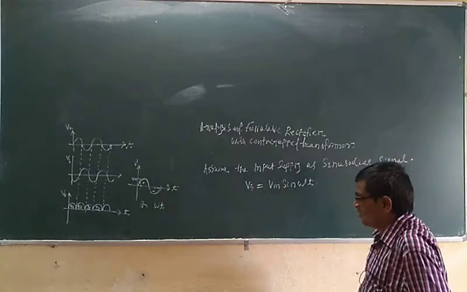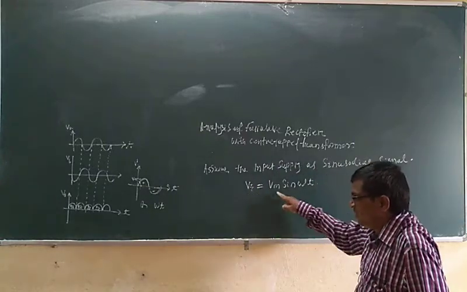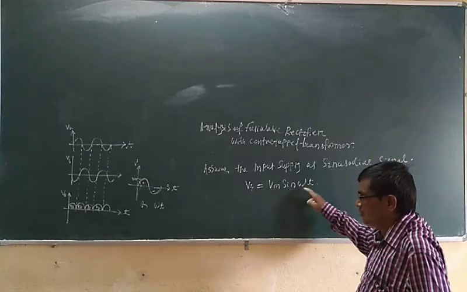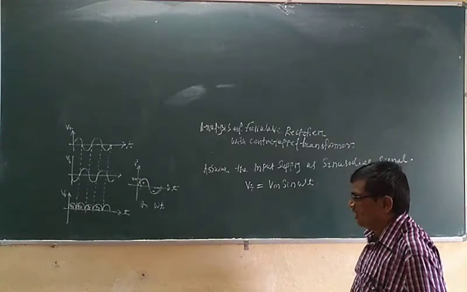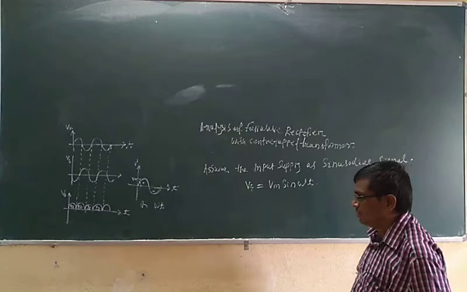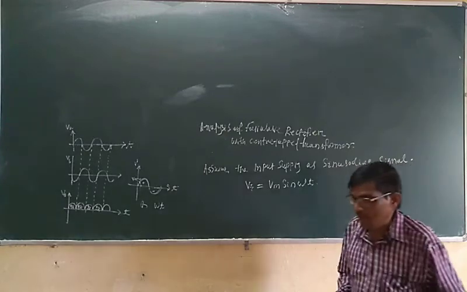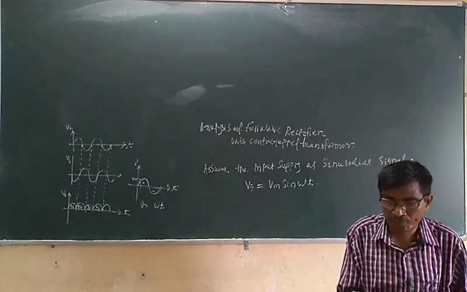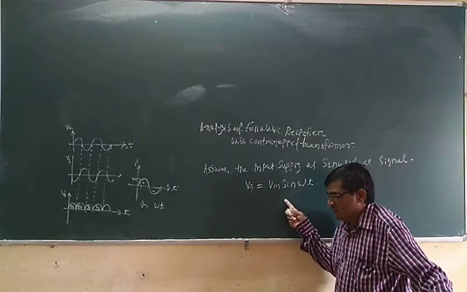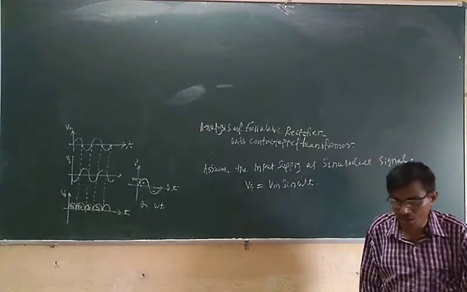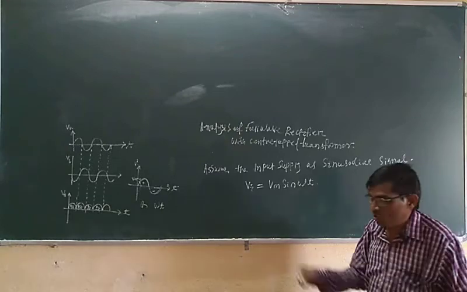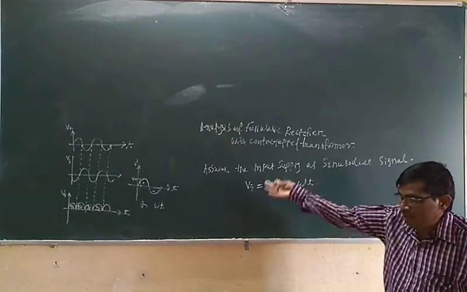Now the general equation of input voltage is Vm sin omega t. Now we consider the diode resistance neglected. Diode resistance neglected, then it will be considered in the next class.